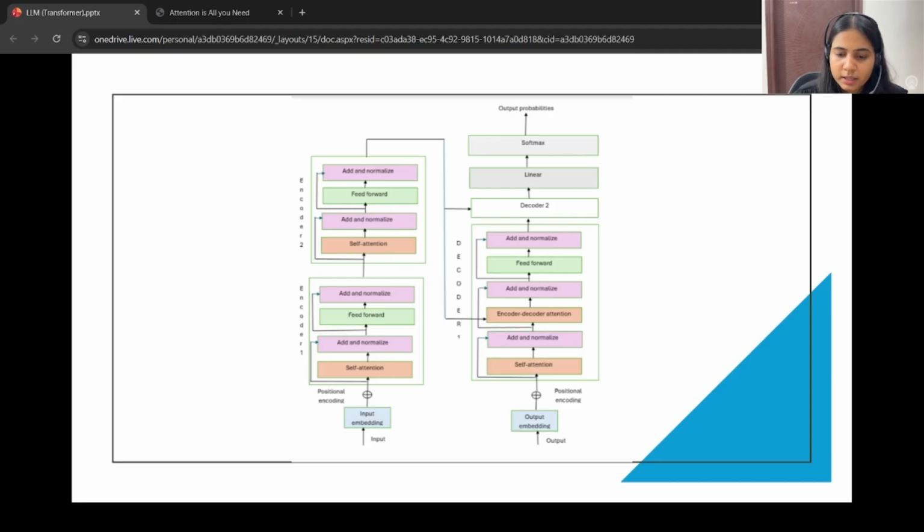And when that decoder 2 process is done, it will go for the linear mathematical calculation. After that it will go for the softmax calculation, and at the end we'll get the output probabilities.